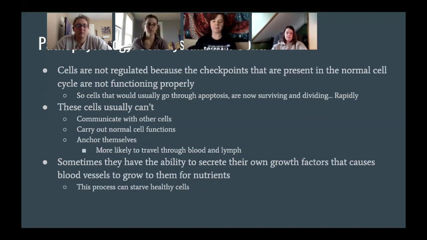And sometimes these cells have the ability to secrete their own growth factors, which I said earlier, but this actually causes blood vessels to grow towards the cancer cells, which feeds the cancer cells, but also takes nutrition away from other healthy cells.